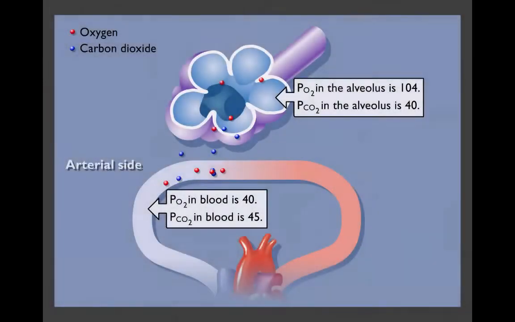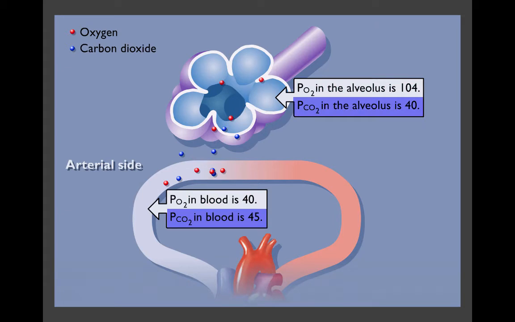At the alveoli of the lungs, inhaled air has a partial pressure of oxygen of 104 millimeters of mercury and 40 millimeters of mercury for CO2. The blood arriving at the lungs via capillaries has a partial pressure of oxygen of 40 millimeters of mercury and 45 millimeters of mercury for CO2. Because of this difference in pressure, O2 will leave the alveoli and enter the blood, where it will bind to hemoglobin of the red blood cells.